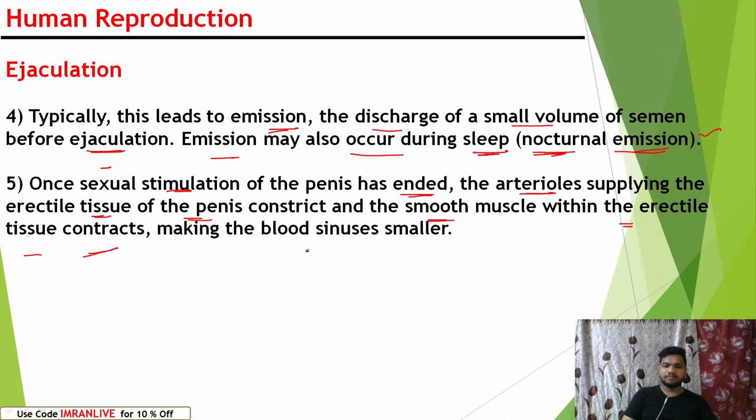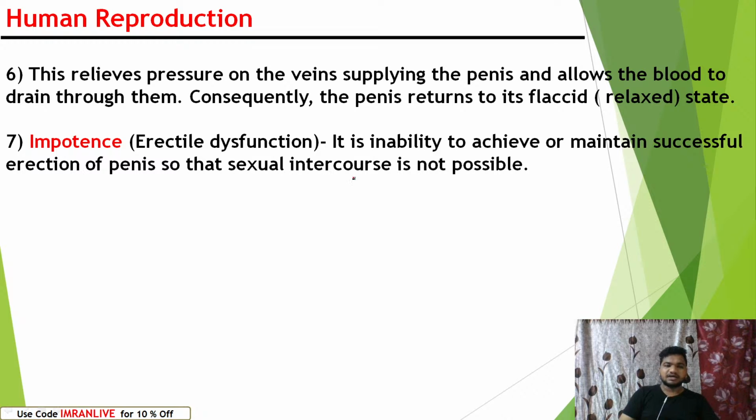They make the blood sinuses smaller. The blood passageway becomes a very small passway. This relieves pressure on the veins supplying the penis and allows the blood to drain through them. So before ejaculation, the blood supply into the penis is very high, very rich, and the veins supplying the blood, after ejaculation, they will relax, right? And consequently, the penis returns to its flaccid, that means relaxed, state.